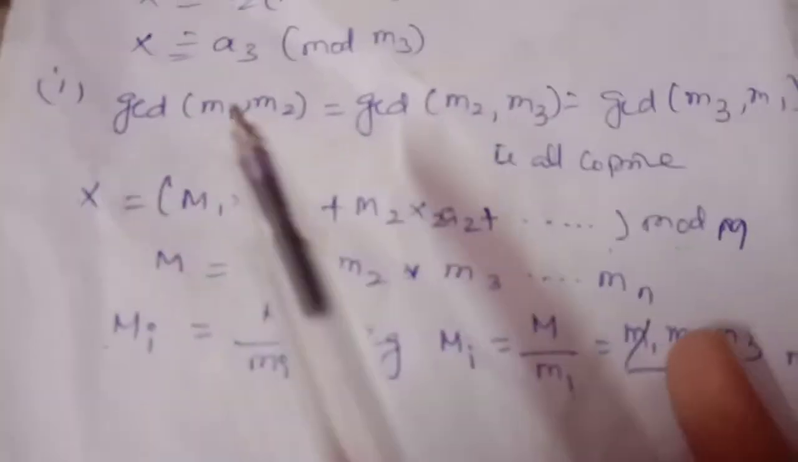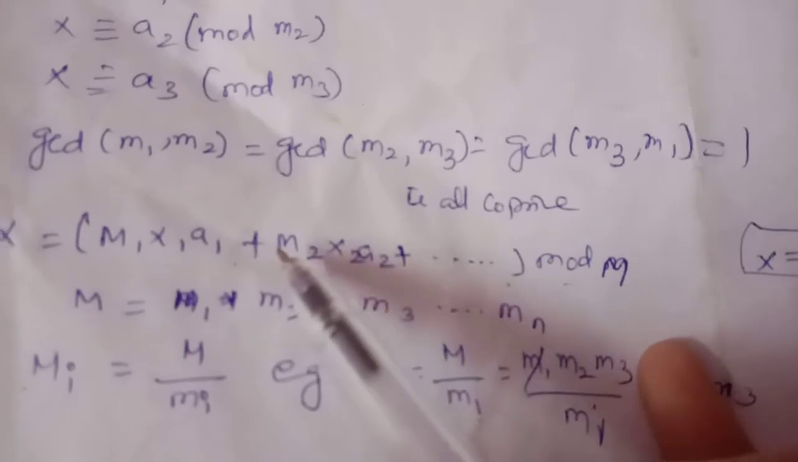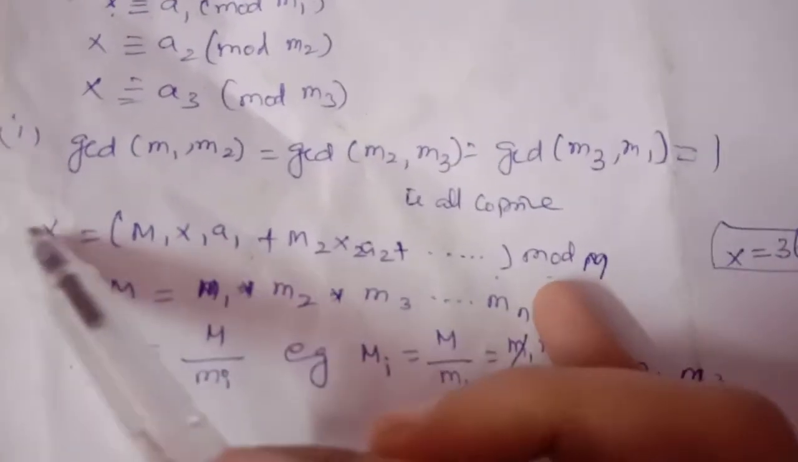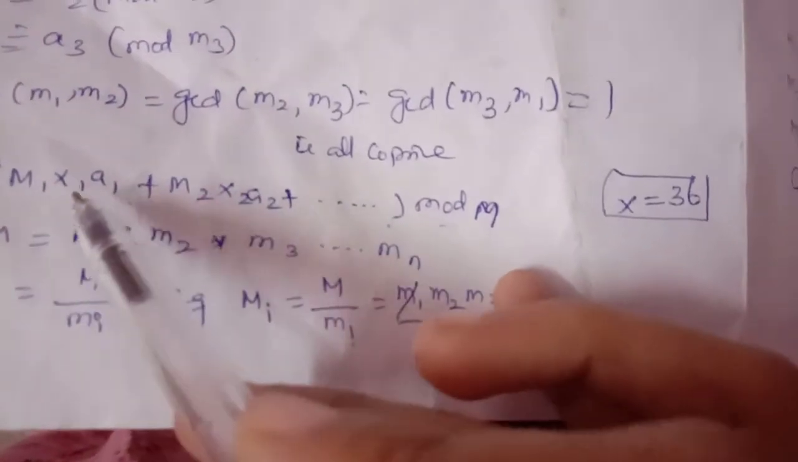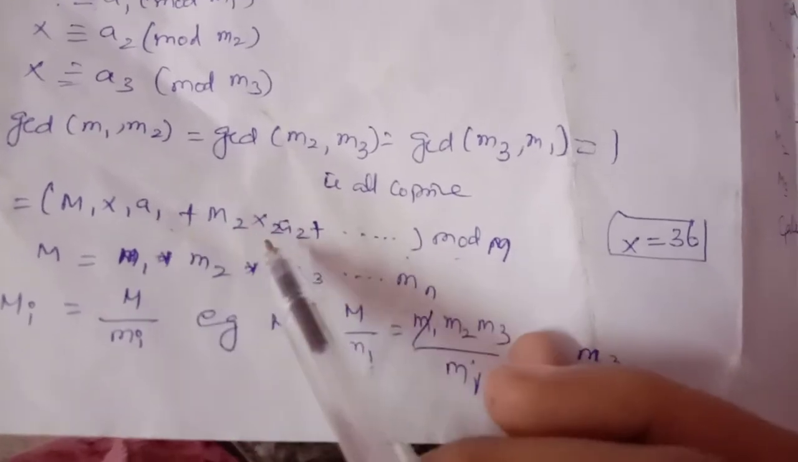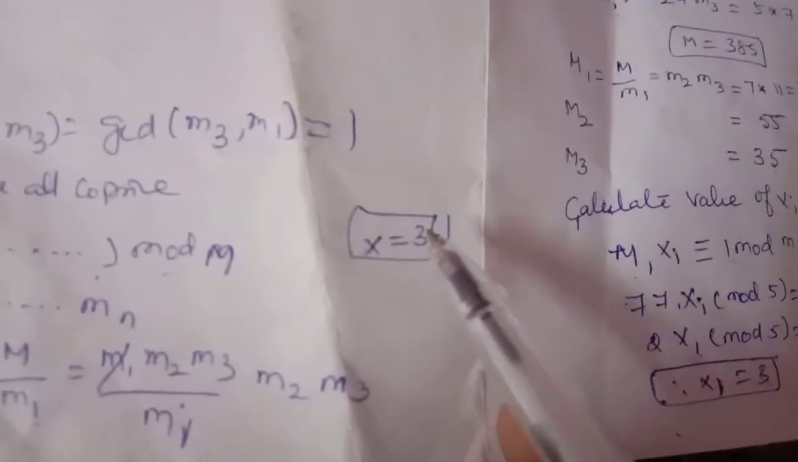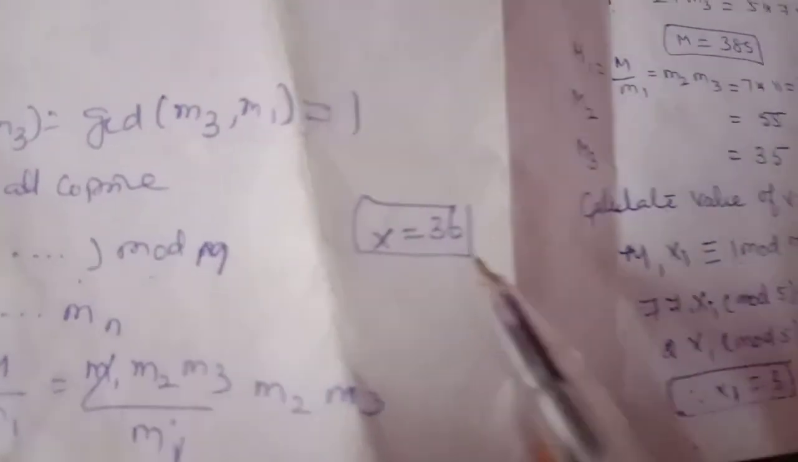After calculating the values, you put all of them in this equation. x equals M1 x1 a1 plus M2 x2 a2, like that, the equation I have given. You substitute in this and you will get the answer, as we already have the M1, M2, M3 values, and also the x1, x2, x3 values we found, and the a1, a2, a3 values we found. So the x value we finally get is 36. You can check. Okay, thank you students.